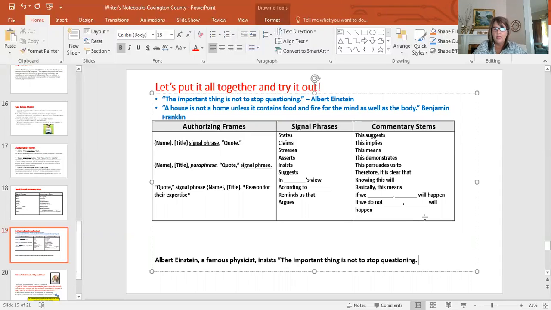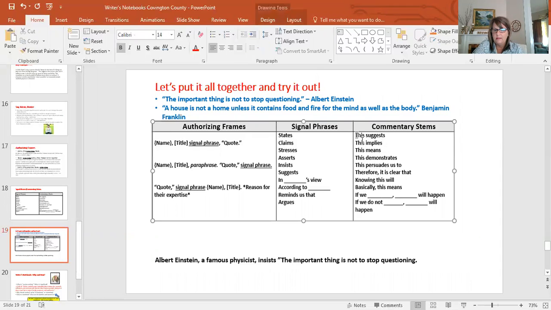Okay. Now, I want to make a couple or three comments. I want to say what it means. I can use these stems for what it means and these stems for why it matters.